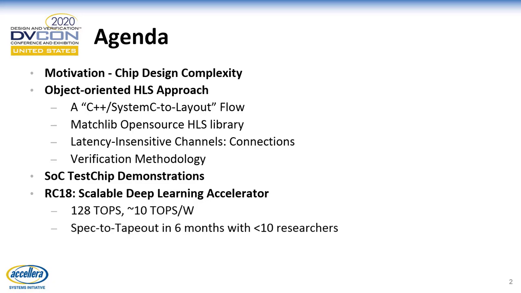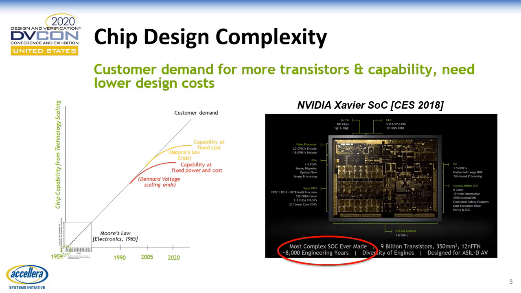RC18. It is a scalable deep learning accelerator, which is targeted towards very high efficiency of about 128 TOPS and approximately 10 TOPS per watt energy efficiency. And this was done from spec to tape out in 6 months with less than 10 researchers, and I'll share more details on that.